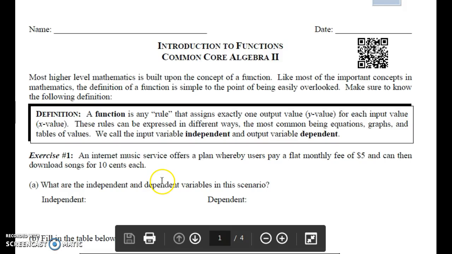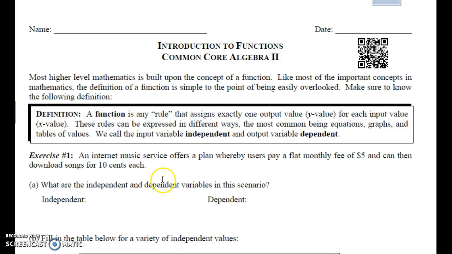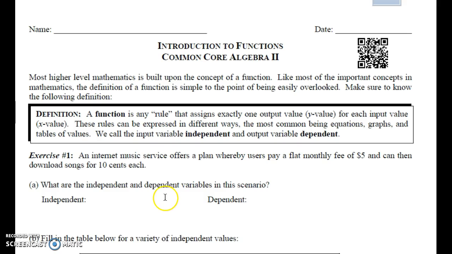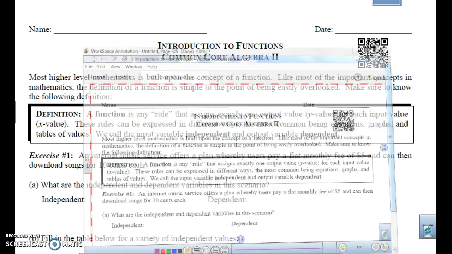This is Algebra 2, Unit 2, Lesson 1, Introduction to Functions. To start out this year, we're going to start out with the function notation that we learned way back in Algebra 1. So we want to make sure that everybody understands what a function is and how it's interpreted. So let's start with the definition of a function.